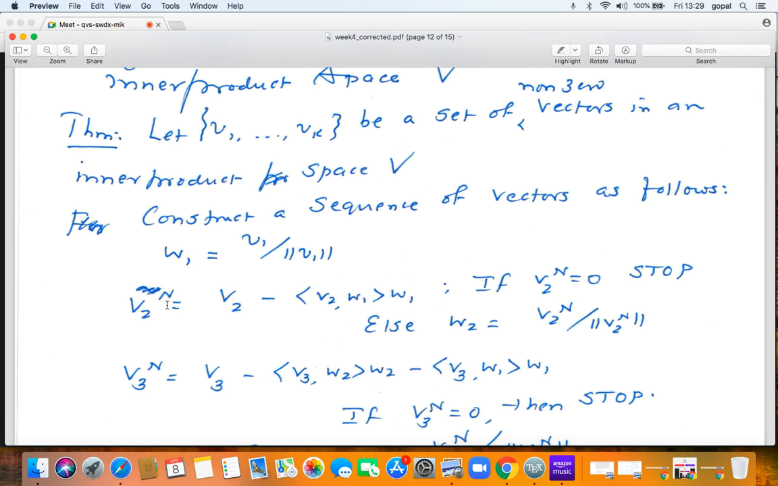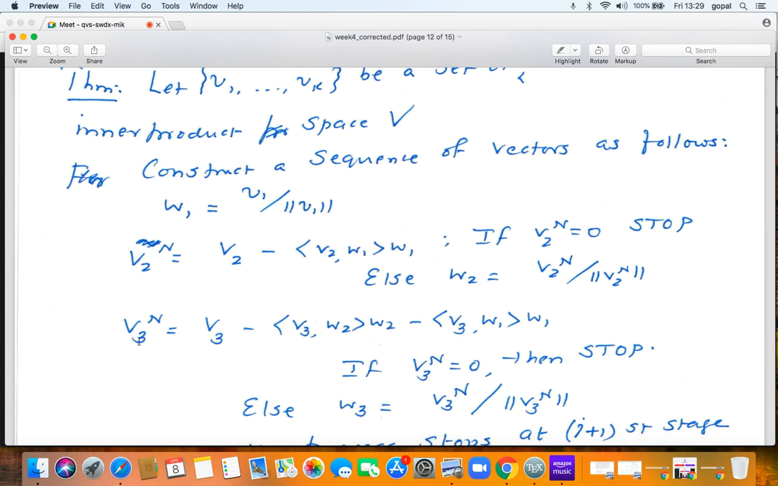Then we construct the normal component. You subtract from v2 the component in the direction of w1, and what you are left with is the normal component, v2n = v2 minus (v2 dot w1) w1. If this v2n is 0, then stop. Else divide by its length and get a unit vector. Then go to the next one, v3n. From v3, subtract the component in the plane of v1 and v2. But we saw that the plane of v1 and v2 is the same as the plane of w1 and w2. So we subtract the tangential component, and what is left over is v3n, the normal component: v3 minus (v3 dot w2) w2 minus (v3 dot w1) w1. If this v3n is 0, stop.